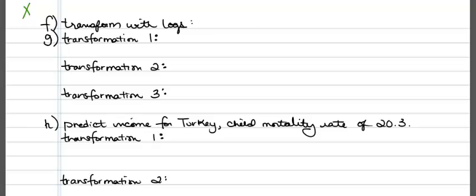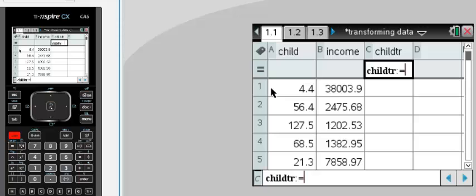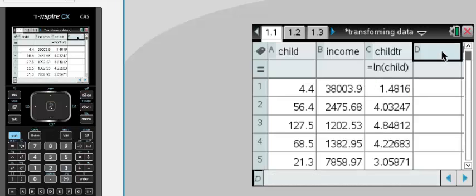Clear the other data. Let's see what happens when we transform this with logs. I'm not going to call it child transformation. I'm going to call it child TR, because for some reason it gets saved in my calculator, and I don't know if I'm going to end up using the T or the old one or the new one, so I'm going to call it TR. I'm going to just work with the natural log, but you can also do this with the regular base 10 log. And I'm going to call it income TR so that when we're comparing it, we can tell.